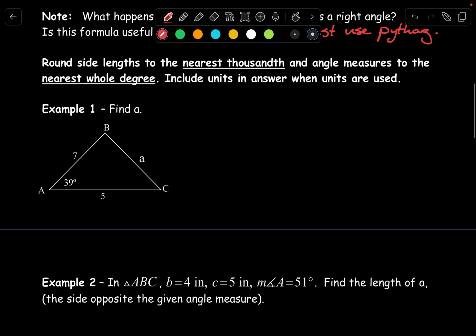For this first one, and all of them, it says round side lengths to the nearest thousandth. So anytime you're solving for a missing side, you're going to round to the nearest thousandth. And for angles, you're going to round to the nearest whole number, or nearest whole degree. If there are units, use the units.